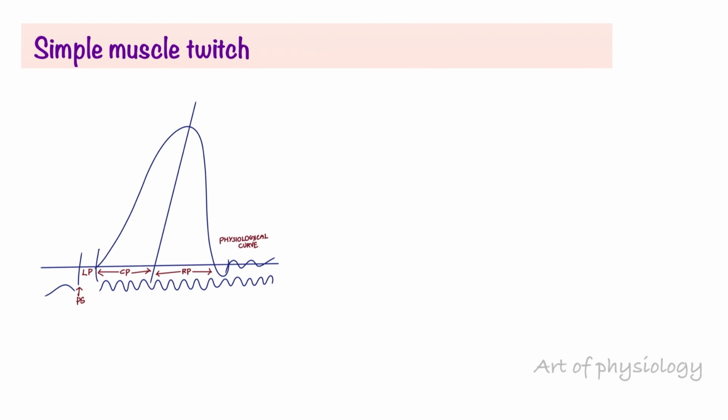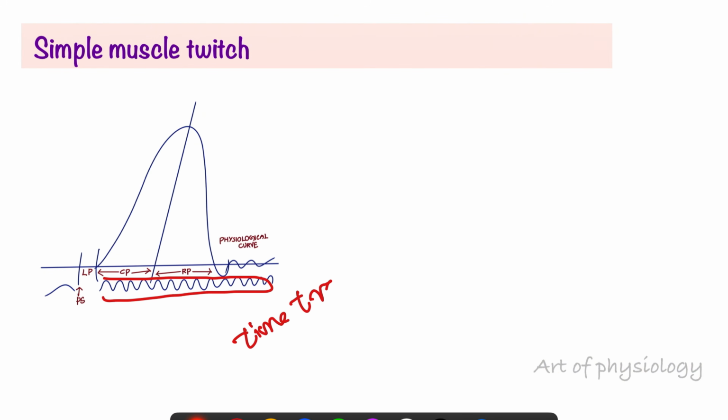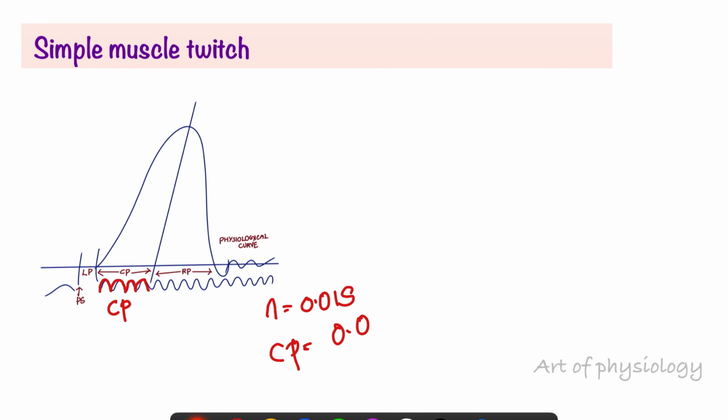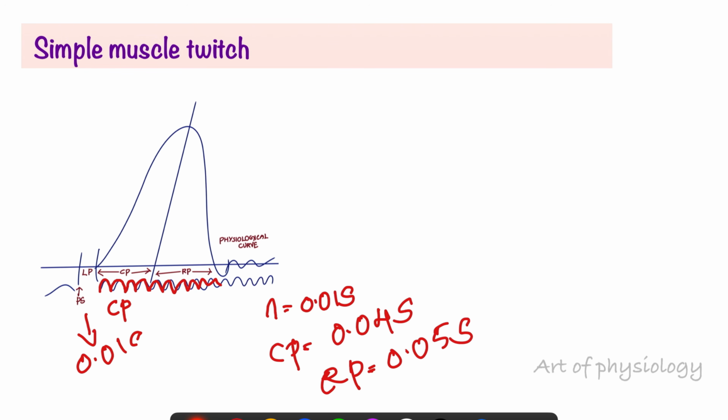Another important thing in this graph is these small curves. These are the time traces. From these time traces, we are able to calculate the time interval of each phase. As you can see here, one curve is around 0.01 seconds. In the contraction period, we can see 4 curves, 1, 2, 3, 4. So the contraction period has 0.04 seconds of duration. The relaxation period has 5 curves, so the relaxation period is 0.05 seconds. And the latent period is 0.01 seconds. So that is the importance of the time traces.